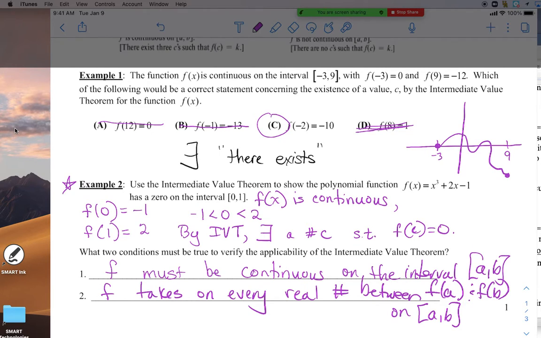Again, you're just going to need to get used to some notation here. By the intermediate value theorem, you can abbreviate that IVT. A capital backwards E is there exists a number C. S.T. is very, very common in upper level math to use as such that f of C equals 0.